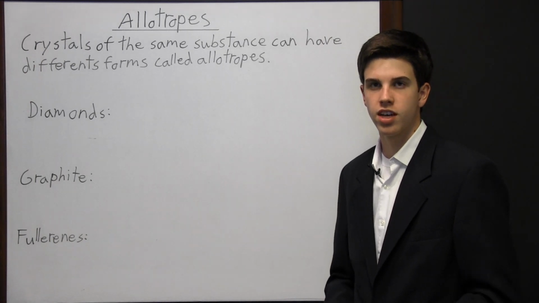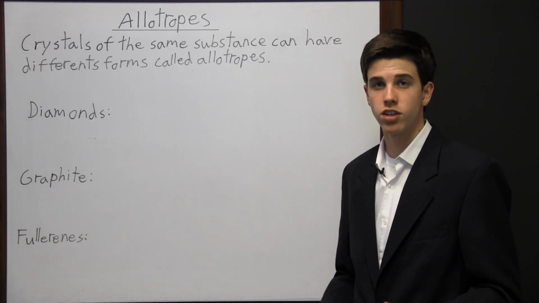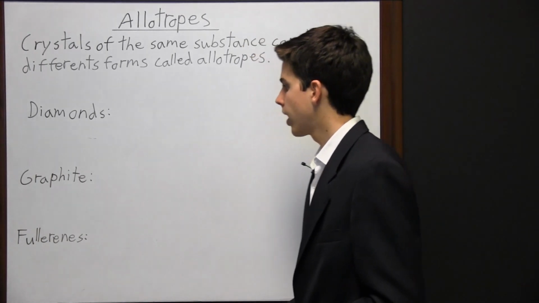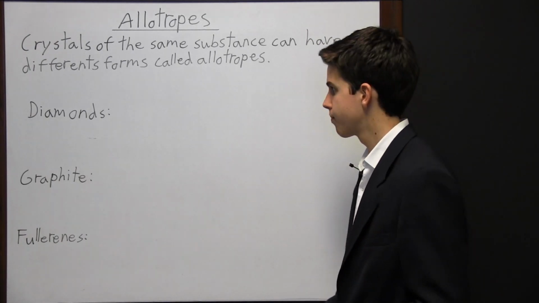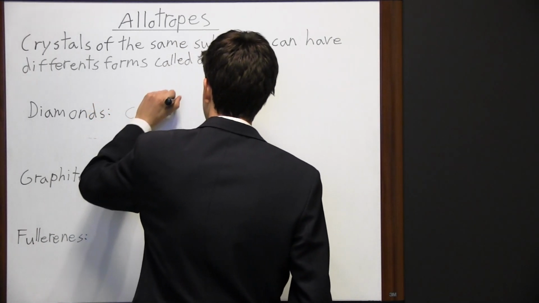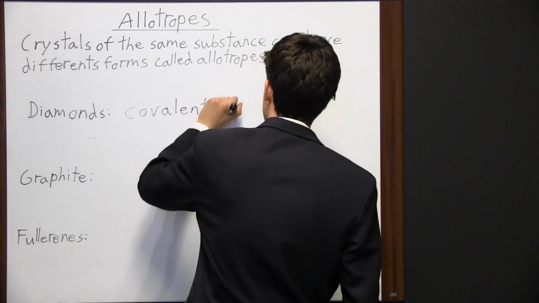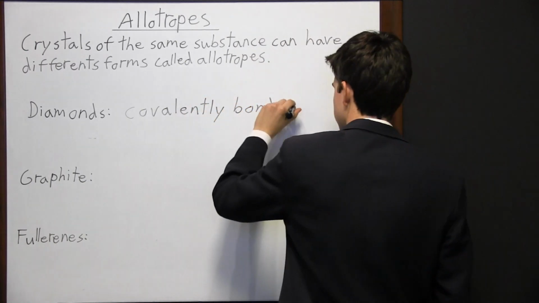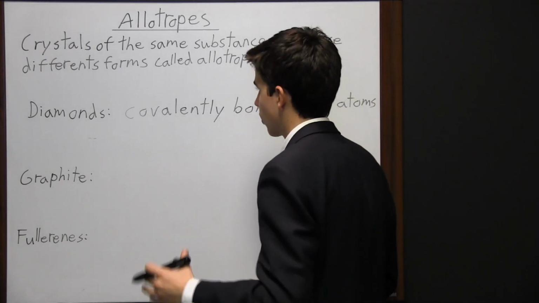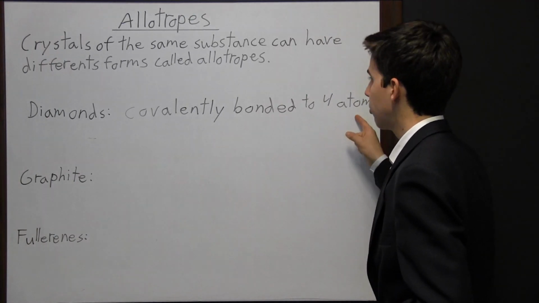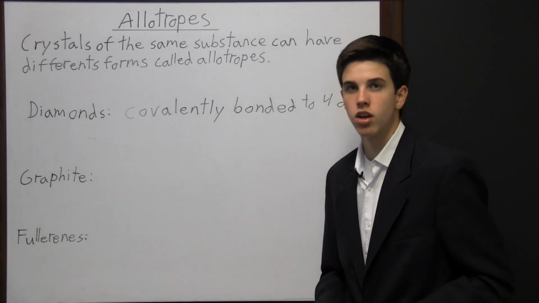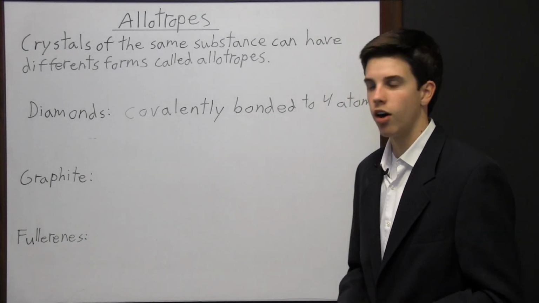Crystals of the same substance can have many different forms called allotropes. For example, carbon has many different allotropes. So these three substances right here are all made up of carbon, just in different forms or allotropes. So the first is diamonds, and this is when atoms are covalently bonded to 4 atoms. So you have this one carbon atom that's covalently bonded to 4 neighboring carbon atoms, and that makes diamonds. And that makes a very rigid and hard structure, which is actually the hardest substance on Earth.